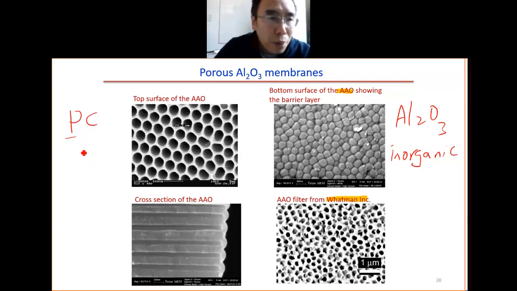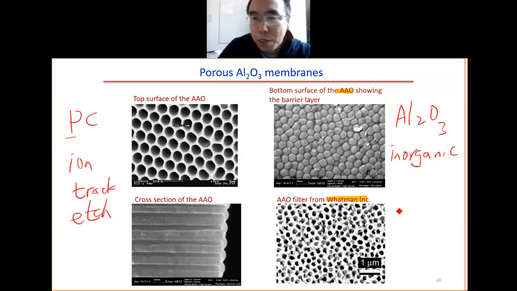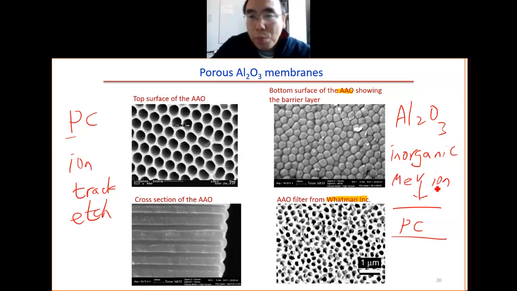This polycarbonate filter is made by the ion track etch method. So what do you do? You have this polycarbonate sheet, and you have these ions. Those ions are very high energy, like mega electron volt ions coming from a nuclear reaction. Because the energy is very high, they will pass through perpendicular to the surface. Along the track, this is the ion track.